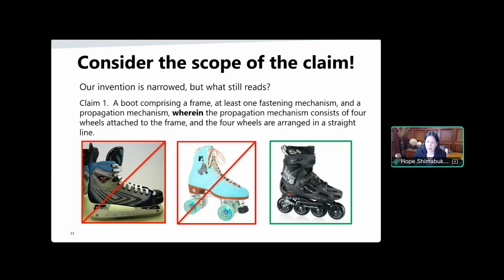So let's go back and take a look at our full claim. The claim reads: a boot comprising a frame, at least one fastening mechanism, and a propagation mechanism, wherein the propagation mechanism consists of 4 wheels attached to a frame, and the 4 wheels are arranged in a straight line. So now the claim includes 2 different dependent claims, and now it negates all the prior art on the left, and we're left with just our invention.